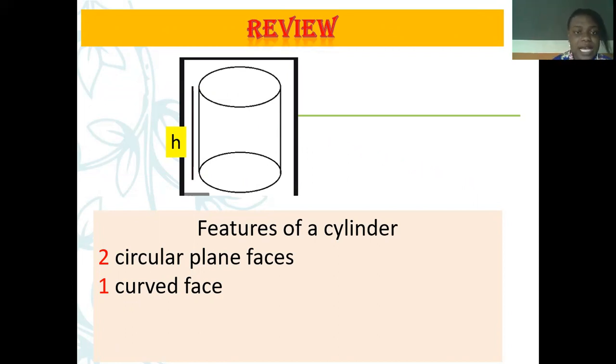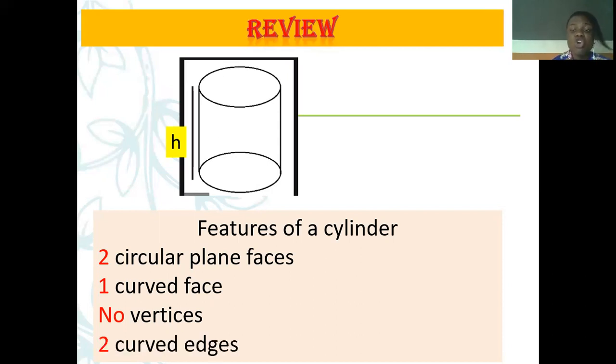Now, it has no vertices. It has no sharp points. The sharp point where two edges meet is called a vertex. The plural of that is vertices, and it has none of that, okay? Then it has two curved edges. If you touch the top edge around here, and the bottom edge here, it has two curved edges. So those are some of the features of a cylinder.